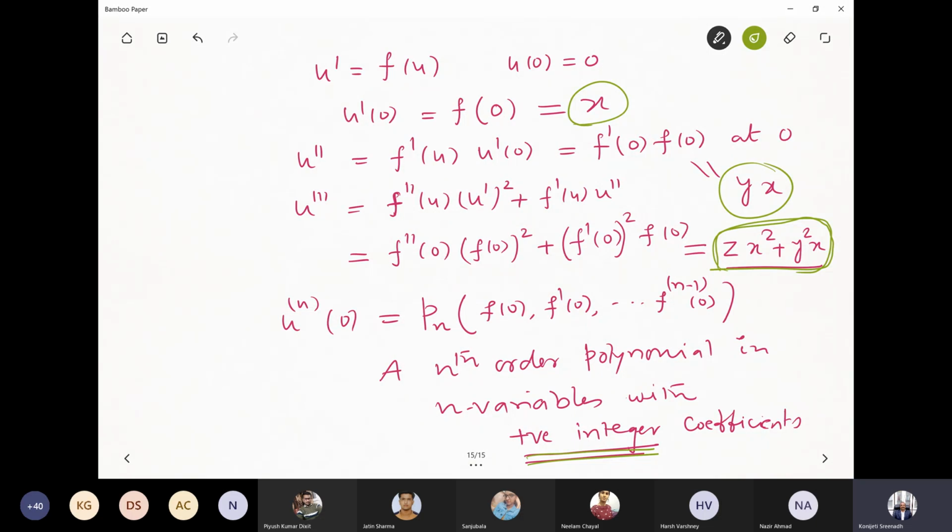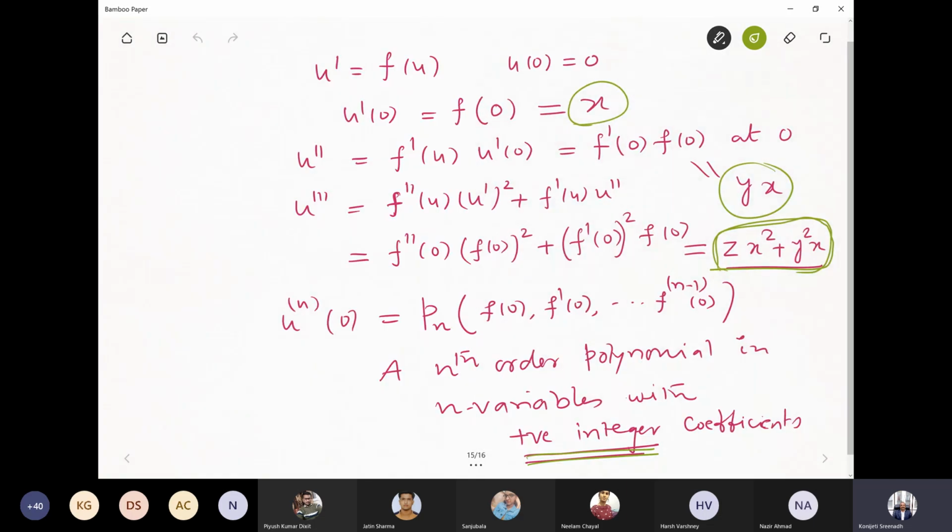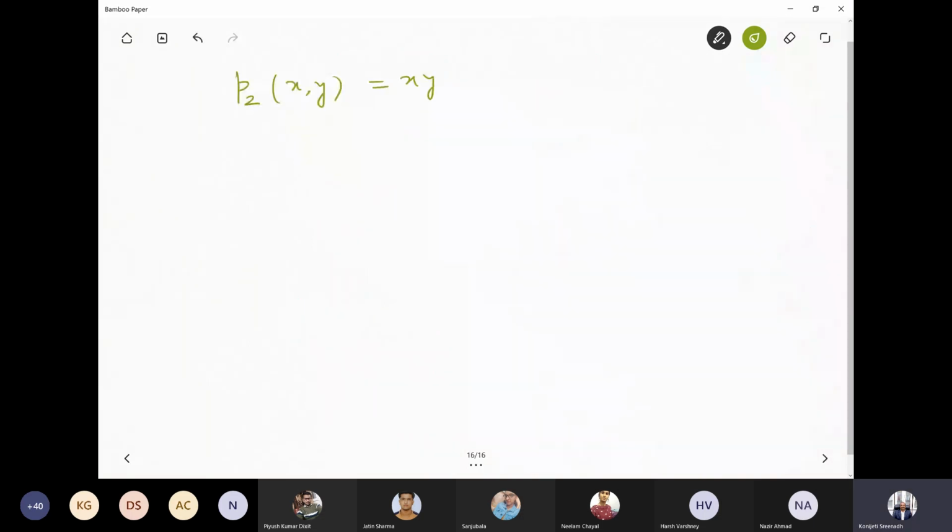Why is that so important? I'll tell you what happens in case of positive integer coefficients. If I take P2 of xy, what is the P2 of xy we saw here? P2 of xy is nothing but y into x. So when I take the absolute value of this, this is simply mod xy, which equals mod x into mod y. So in this case, it becomes P2 of mod x, mod y.